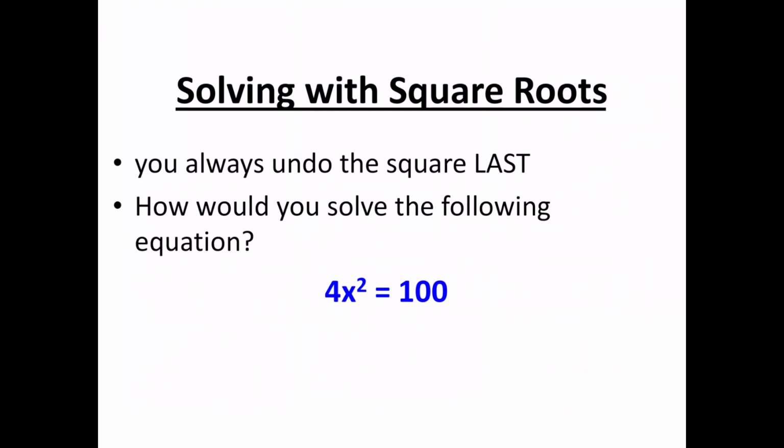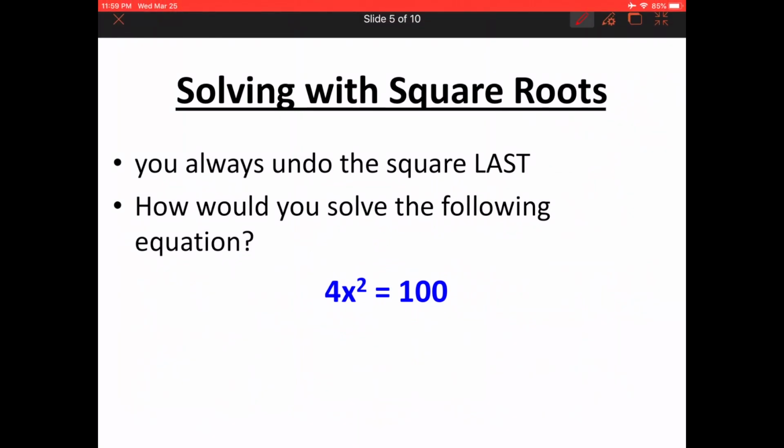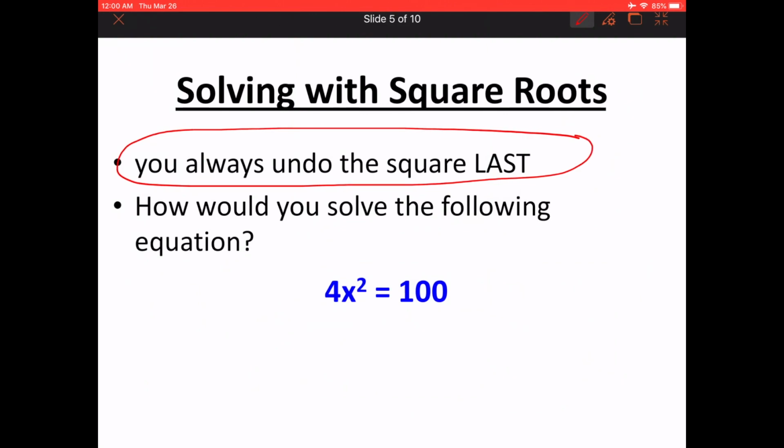Now let's look at a slightly more complicated equation. Okay, still here solving with square roots. But something to keep in mind as our equations get more difficult is that you always want to undo the square root last. Remember, when we're solving equations, we always see what we can add or subtract first, then what we can multiply or divide, and then the last thing that we're going to want to do is undo that square root, the square or the square root.